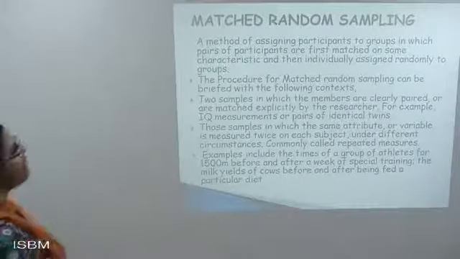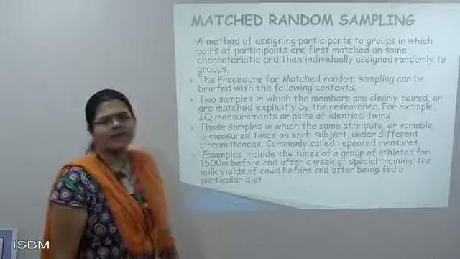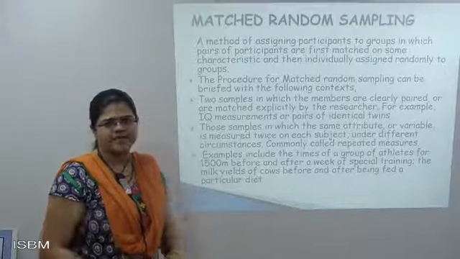Now, I have one more that is called matched random sampling. Random sampling is already there. So according to this, I need to match, and according to this, I'll be getting the result.